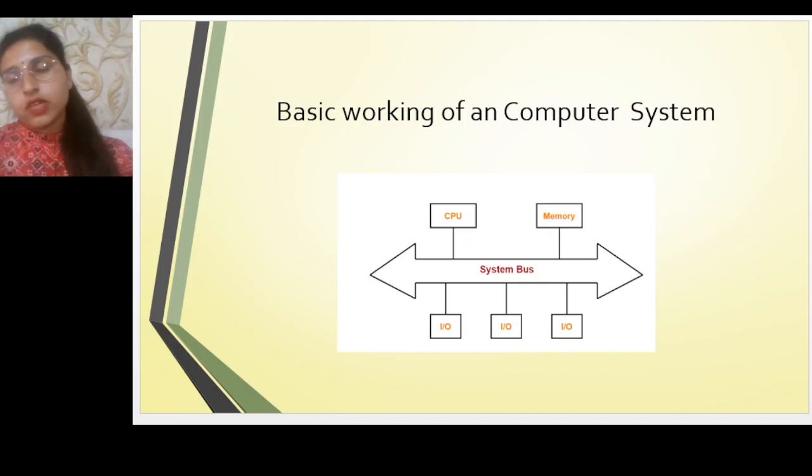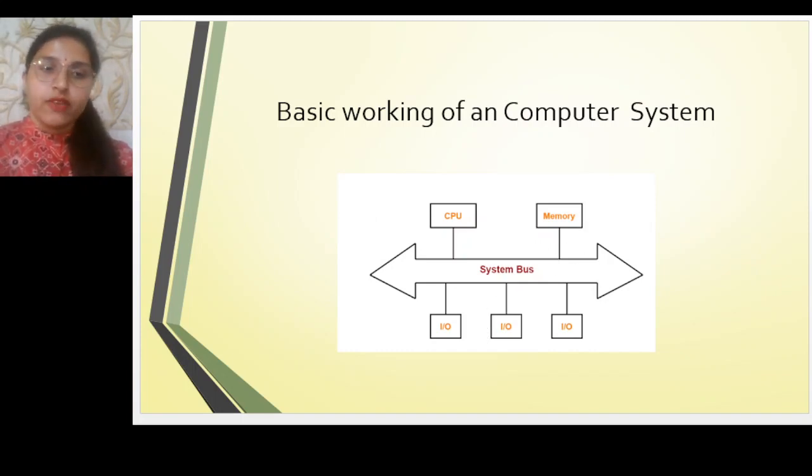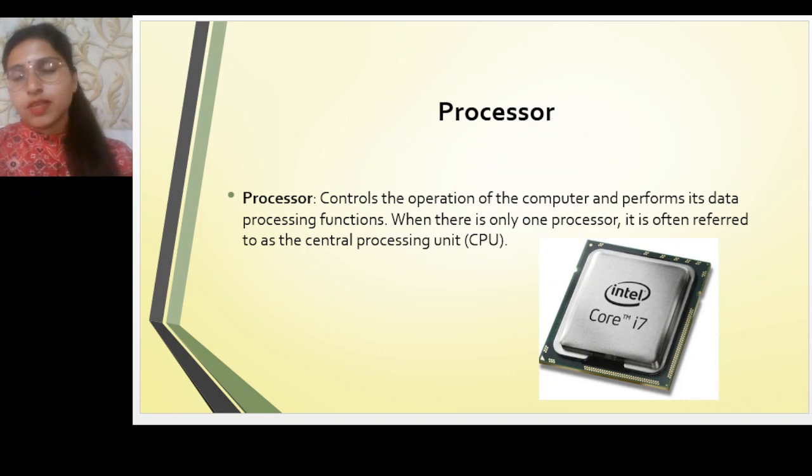Next is the basic working of a computer system. It consists of a CPU, memory, system bus, and IO modules. So what does CPU mean? It doesn't mean the cabinet which has the motherboard and all the hardware. Over here, CPU means your processor, which performs the main functions, the data processing function. Your system can have one processor, or multiple processors depending upon the complexity. Next is your memory.